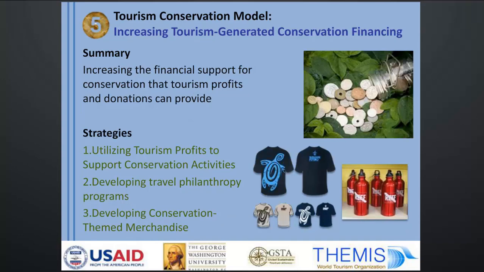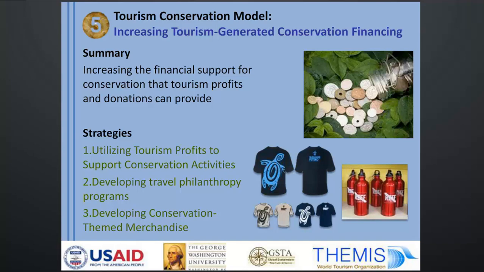The fifth conservation model is focused on increasing tourism-generated conservation financing. And this is really focused on harnessing the power of money, which is what many people think of when they think about what tourism can generate to support conservation activities.